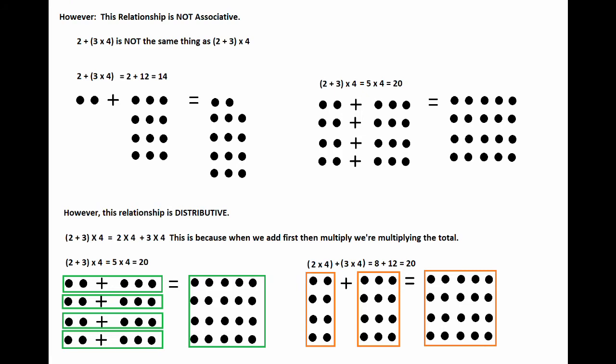However, the relationship is called distributive. So 2 plus 3 times 4 is the same thing as 2 times 4 plus 3 times 4. This is because when we add first, then multiply, what we're effectively doing is multiplying the entire total.